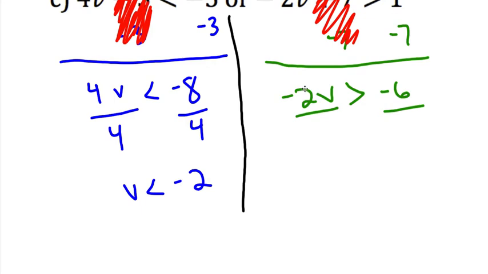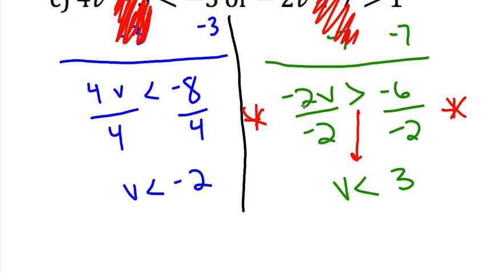And now my last step is to divide by a negative 2. So divide both sides by negative 2. And this is now a problem where we have to flip the inequality because we just divided by a negative. We don't want to forget about that. So negative 2 divided by negative 2 is 1, so 1v. I flip the sign to be a less than. Negative 6 divided by negative 2 is 3.